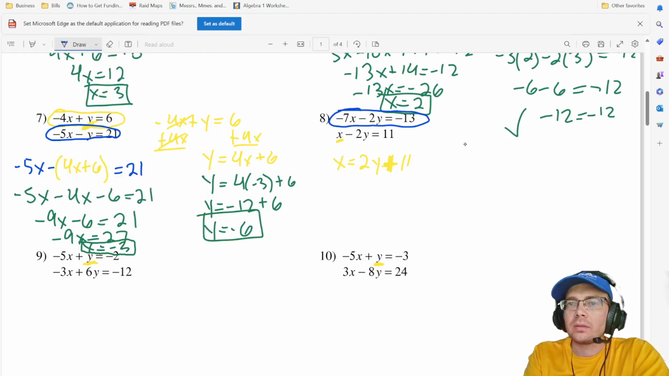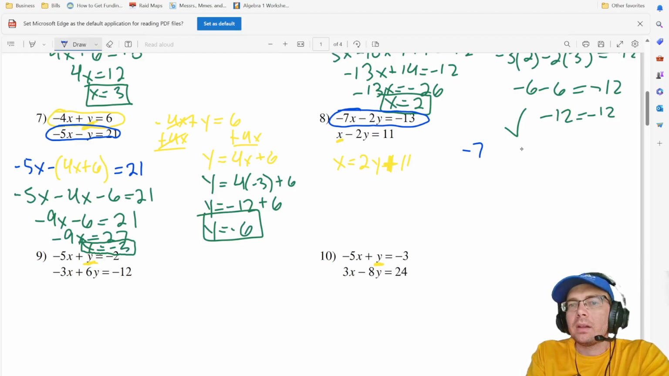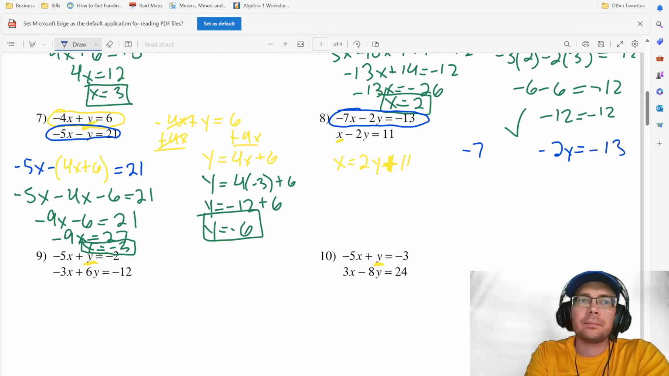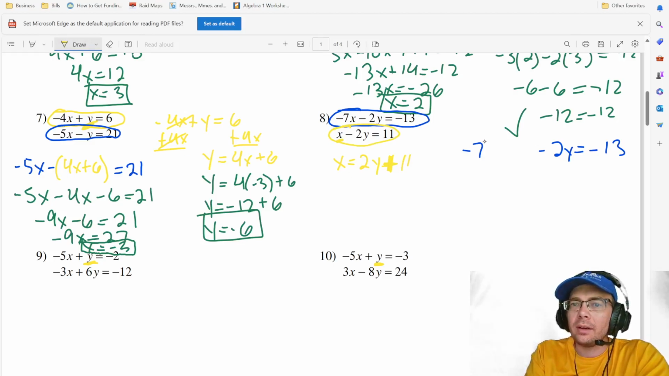The blue equation, negative 7x minus, oh wait, hold on. Go back. We're plugging in x, not y. Okay, so I'm going to put the x stuff right here, minus 2y equals negative 13. Oh, and then I forgot to circle this. That's the yellow equation, if it wasn't already obvious by now. And then that's 2y plus 11, close parentheses.